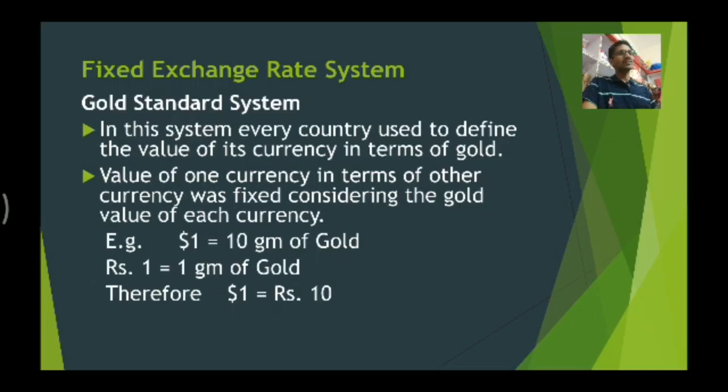Suppose America has pegged its currency as $1 is equal to 10 grams of gold, and the Indian government has pegged its currency as 1 gram of gold is equal to 1 rupee. Now the exchange rate will be $1 equals 10 rupees. So $1 will be exchanged for 10 rupees. So this is how it was working under the gold standard system.